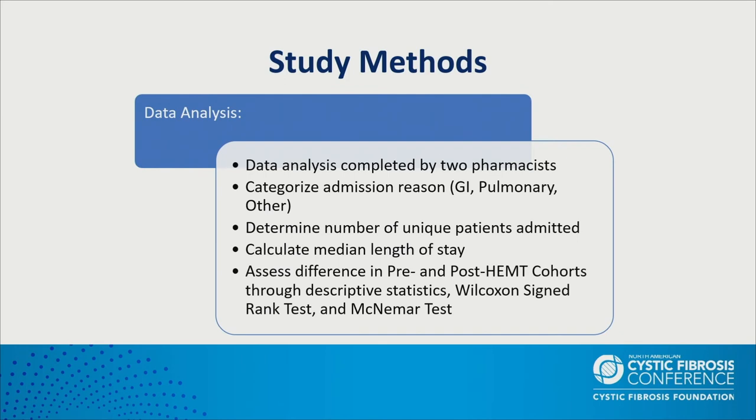For the study methods of analyzing our data, this data analysis was completed by two pharmacists. We categorized the admission reason based on the primary admission diagnosis listed in the hospital record. We determined the number of unique patients admitted by counting out the duplicates and making sure we could figure out the number of times each individual patient was admitted, calculated the median length of stay, and assessed the difference between the pre-HEMT and post-HEMT cohorts through a variety of statistics, including descriptive statistics, the Wilcoxon signed rank test, and the McNemar test.